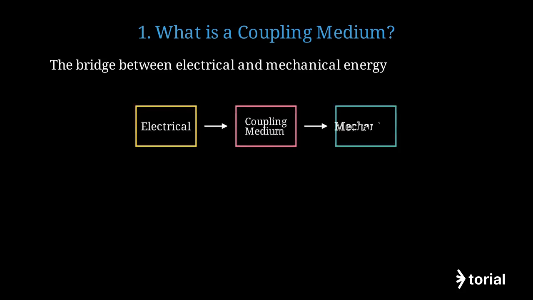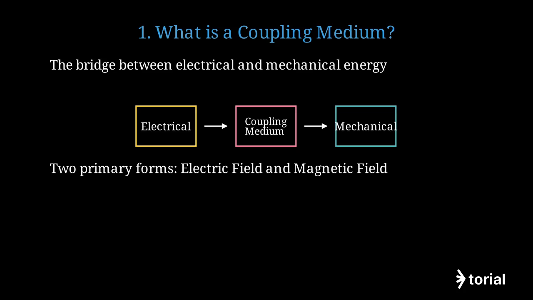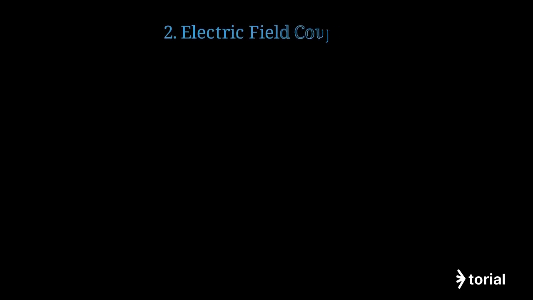Energy flows from the electrical domain through the coupling medium into the mechanical domain. There are two primary forms of coupling media: electric field coupling and magnetic field coupling. Let us explore electric field coupling, where electric fields store and transfer energy.